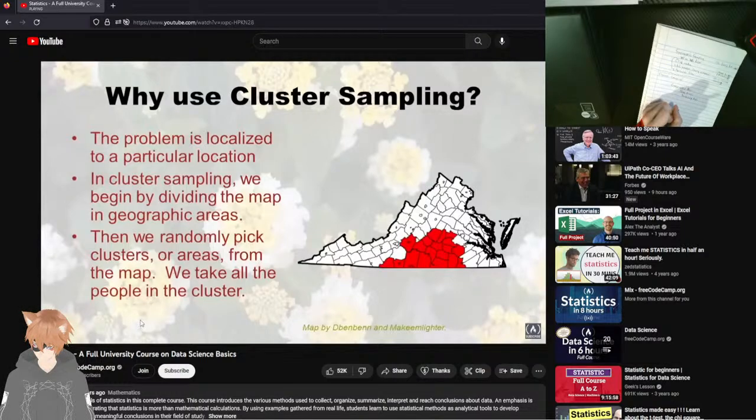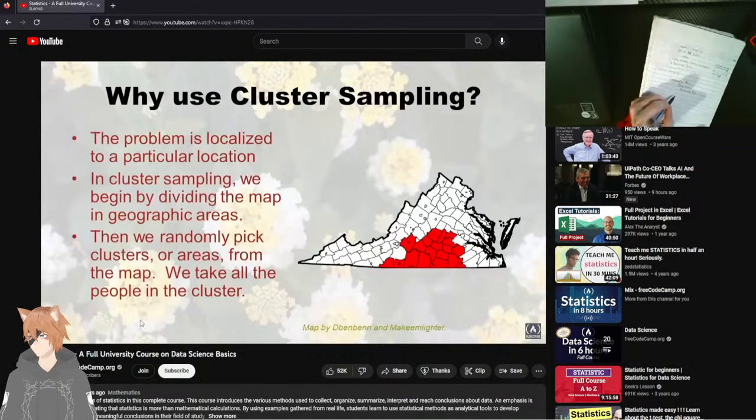Like you'll see there on the screen, there's a map of the state of Virginia, and it's all been divided into different groups, and then this cluster is highlighted. You'd usually pick more than one cluster. Sometimes it's only four or five. But the idea is you try to enroll all of the individuals in the cluster. It's usually people, although you can do it with animals. If there's a disease going around among animals, you divide the area up into clusters, and then you try to measure all the animals in the cluster.